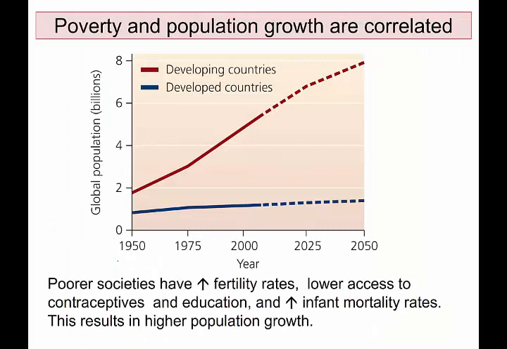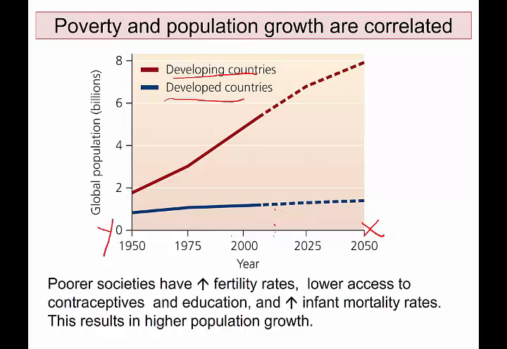Lastly, poverty and population growth are related. On the x-axis here, you can see this is time in years, and on the y-axis, this is global population in the billions. Red is the developing countries, and remember, these are the countries with a lower gross domestic product, and the blue are developed countries, which is the opposite, with more education, more technology, more women who are working. The dotted lines are where they are supposedly projected. And of course, we are somewhere in here right now.